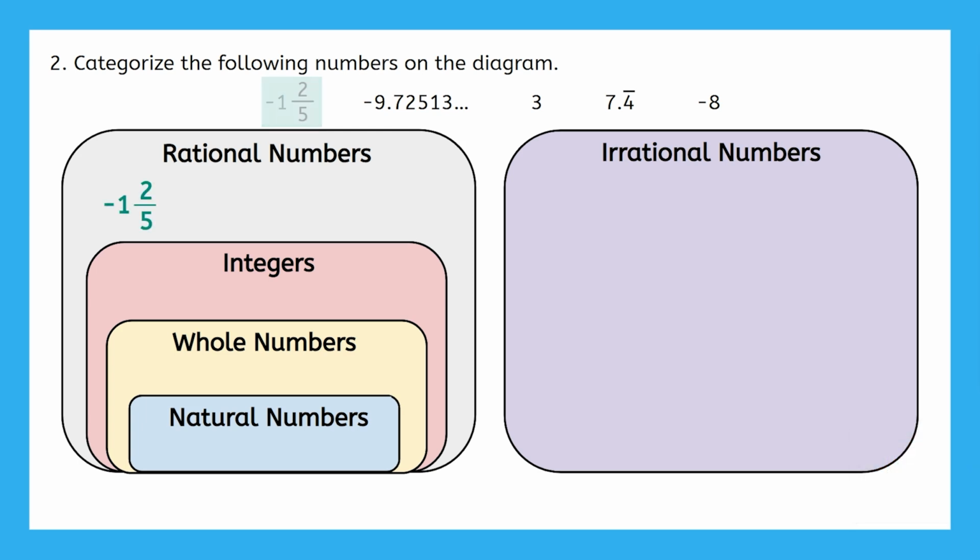-1 and 2/5 is a rational number, since rational numbers can be written as fractions, and it doesn't fit in any other category. -9.72513 is a non-terminating decimal, so it can't be written as a fraction. That means it's irrational. 3 is a rational number, and it's also categorized as an integer, a whole number, and a natural number. 7.4 repeating is just a rational number. It can't fit in any other categories. And -8 is rational and also an integer.